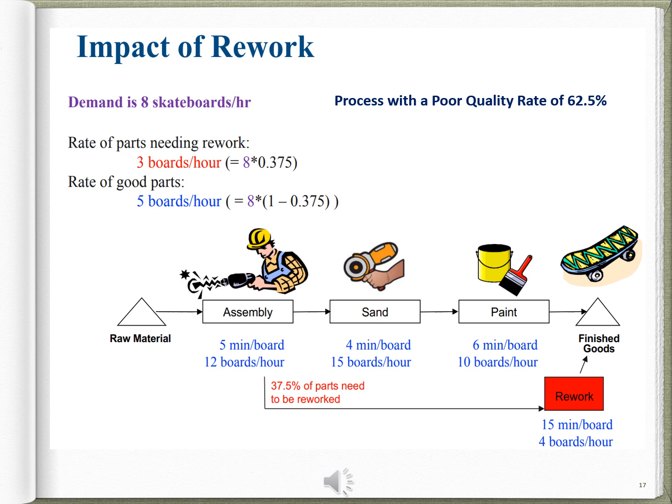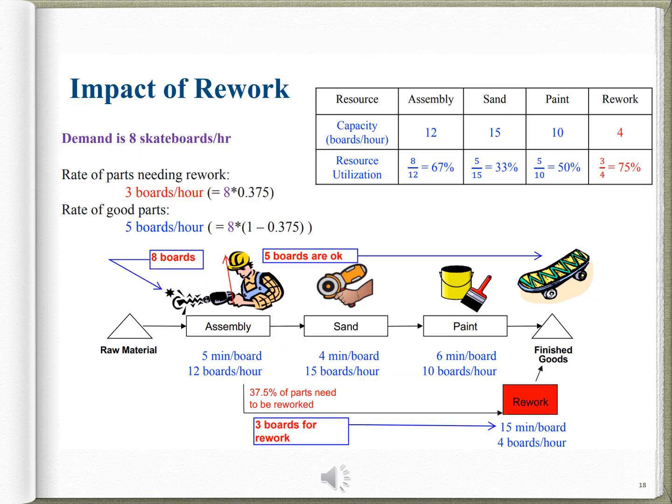If this process has a rework station and the average rework per board is 15 minutes, the capacity of this rework station will be up to 4 boards per hour. Now you can see that the resource utilization per step is 67% for assembly, 33% for sanding, 50% for painting, and 75% for rework respectively.